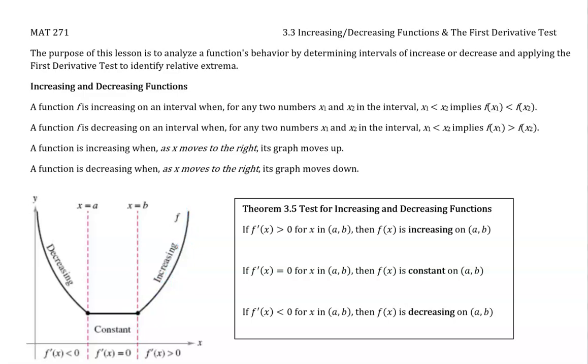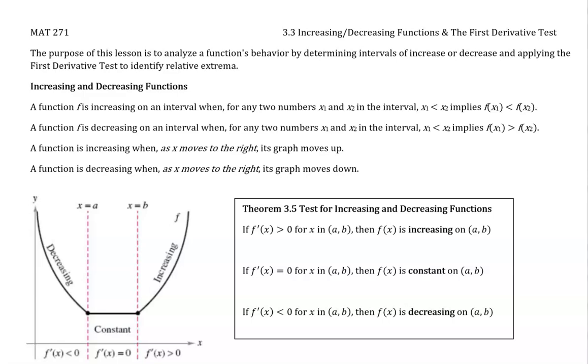On the flip side, we have the definition for what it means for a function to be decreasing. If you have two x values that are getting larger, the y values are getting smaller. And we're always moving from left to right as we determine intervals of increasing and decreasing. In the piece here, you see we have a constant part of the function where the graph is not increasing nor is it decreasing. So that's just a recap from pre-calculus.